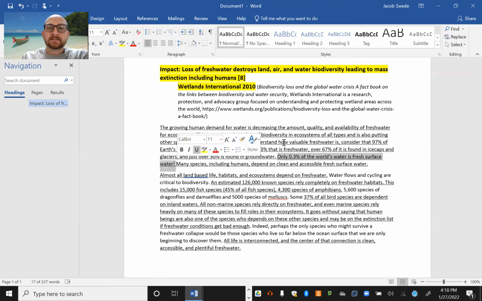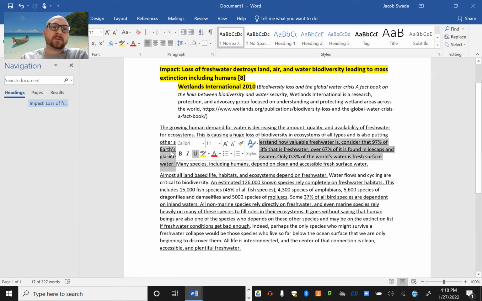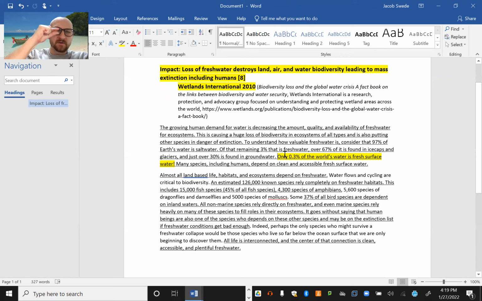Okay, so this whole part here, this is a bunch of statistics about which parts of the world have fresh water and which don't, and how much it is. So all we want to know is how much fresh water there is. So that's what we want to highlight, right? Because we're going to say if the amount of fresh water in the world is only this much and we're losing it, we're going to be really, really close to being in danger.